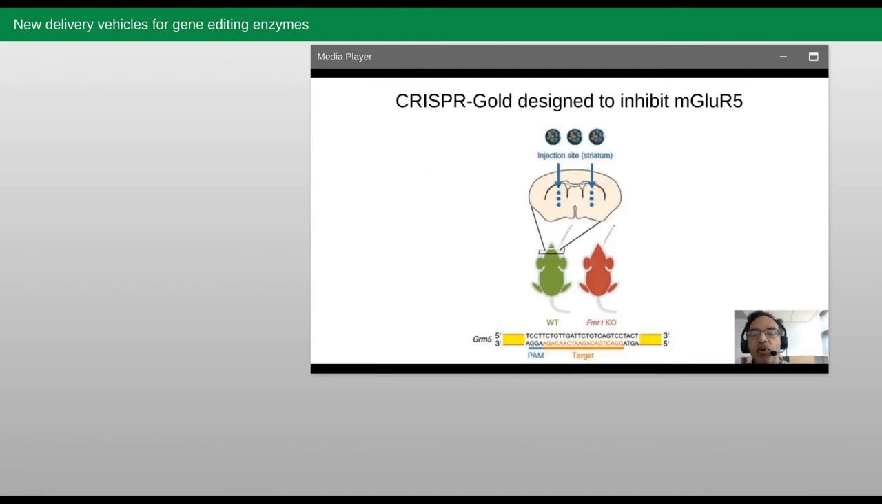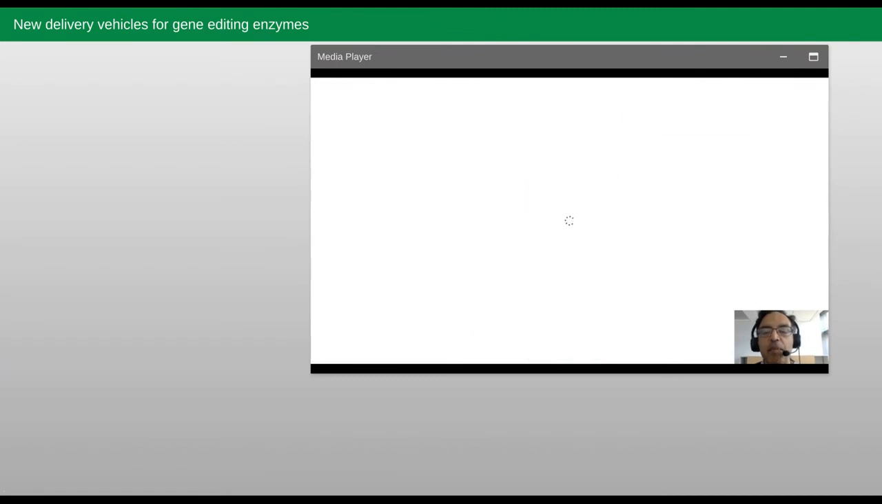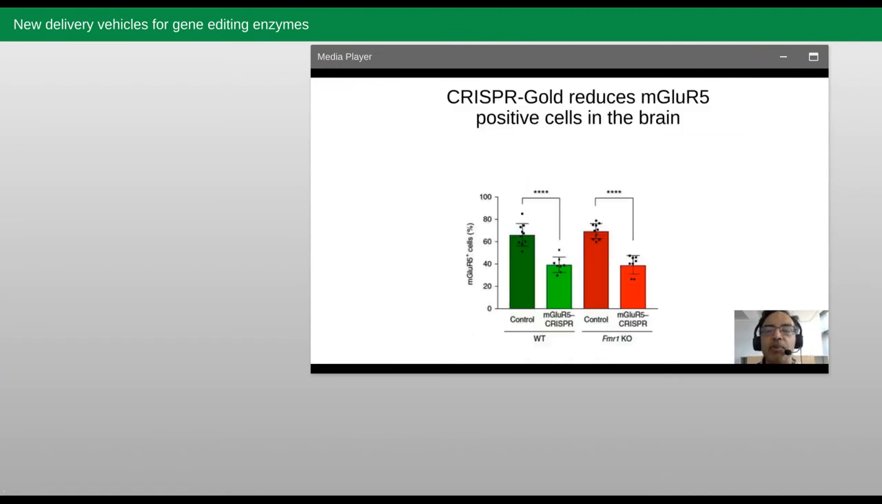So we made CRISPR Gold that was designed to knock out the mGluR5 gene and sent it to Hae-Young's lab, and she injected it into the striatum and then looked for mGluR5 negative cells. The results are shown on the next slide. The y-axis here is the percent mGluR5 positive cells, and this was done by immunohistochemistry, where you look for a 50% reduction in staining and count that as a negative cell.